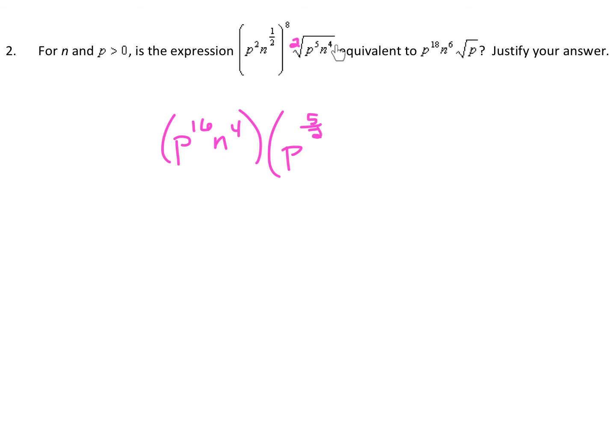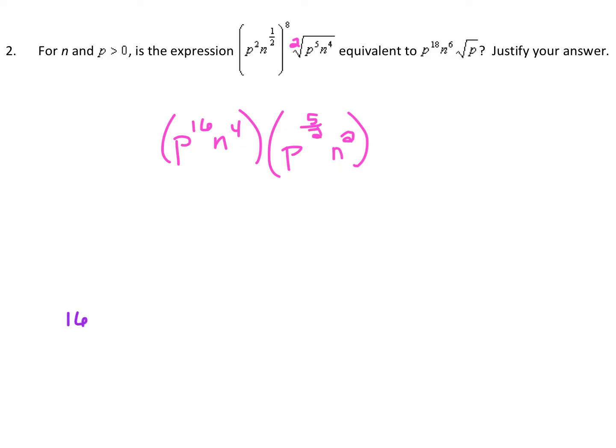Now let's think about it. 4/2, 4 divided by 2 is just 2, so that would just be n to the 2nd power. Okay, so now whenever you're multiplying terms with the same base, you just add the exponents. So p to the 16th times p to the 5/2. Well, let's first figure out what 16 plus 5/2 is. I'm going to do that off to the side. Let me do it in a different color.